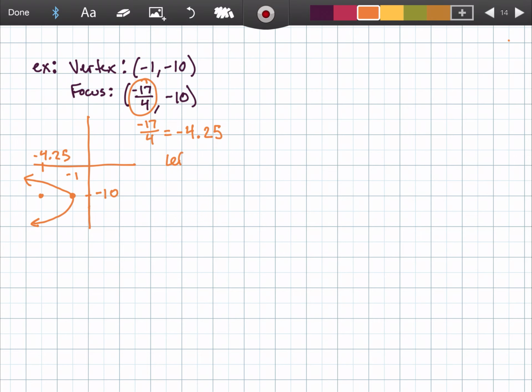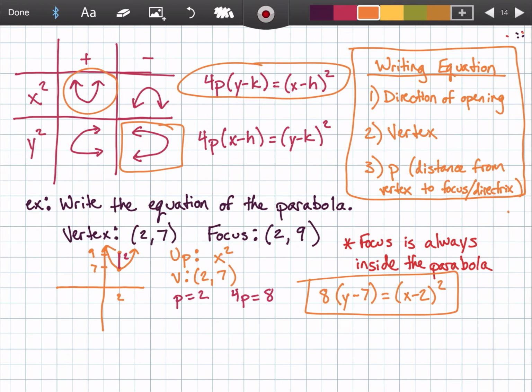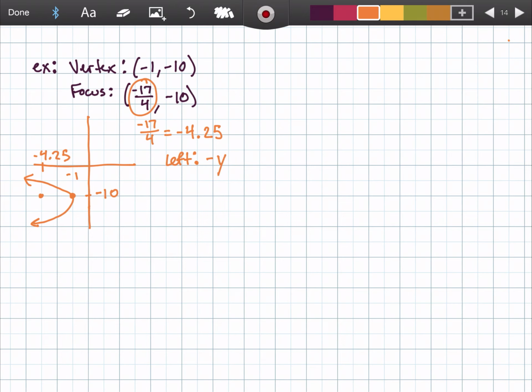If it opens to the left, I can take a look at my handy dandy chart and I see that the left is going to be a negative y squared. Okay, so I have the direction of opening. The vertex is -1, -10. That's helpful because that's h and that's k. I'm just going to write down the equation. Just kidding. I'll get to that in a second. Can you tell it's my first take?